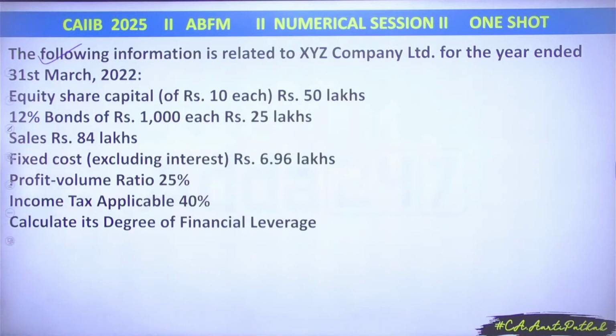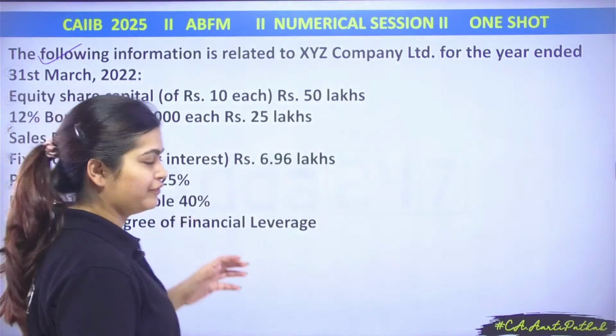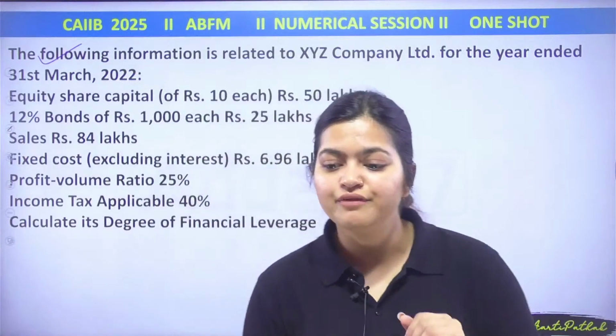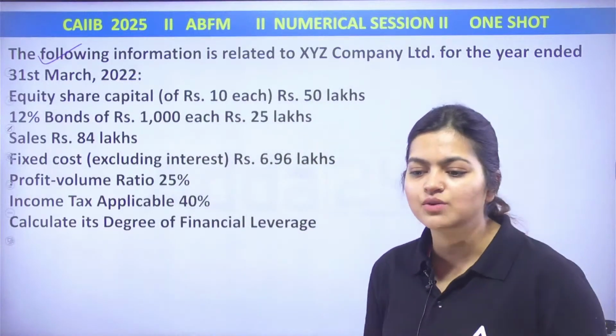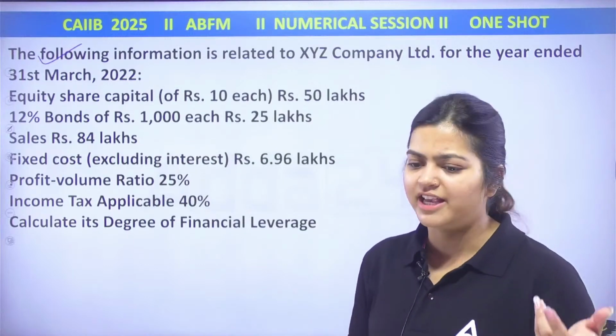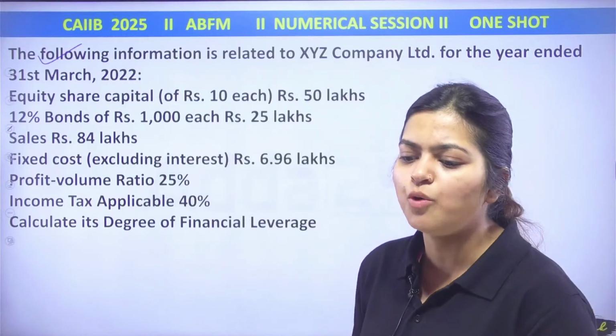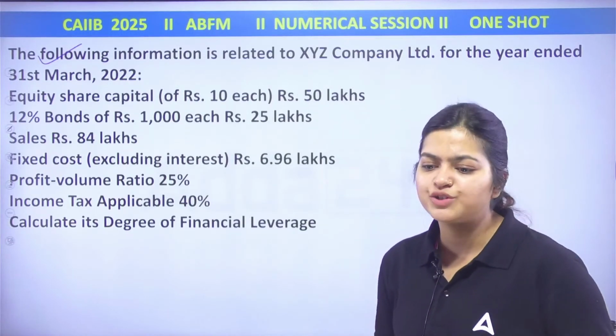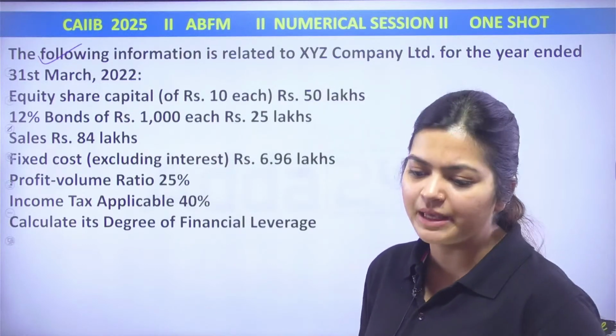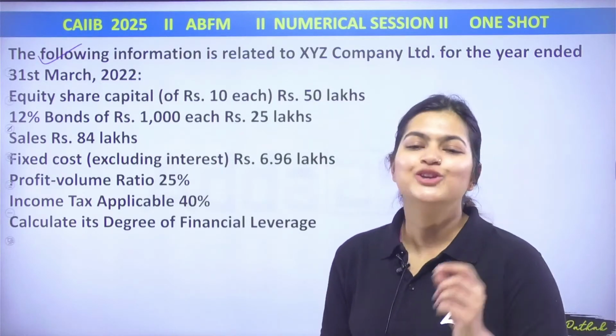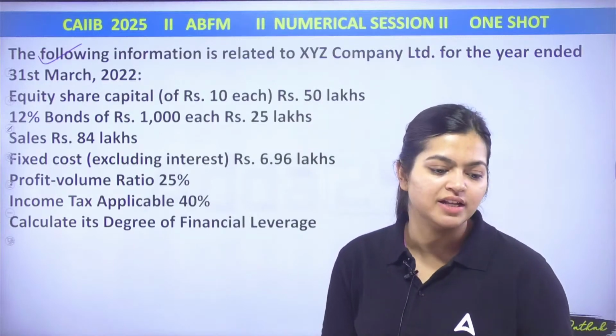The following information is related to XYZ Company Limited for the year ended 31st March 22. You have equity share capital 50 lakhs, then 12% bonds of 1000 each for 25 lakhs, sales 84 lakhs, fixed cost 6.96 lakhs, profit volume ratio 25%, income tax applicable 40%. You need to calculate degree of financial leverage.